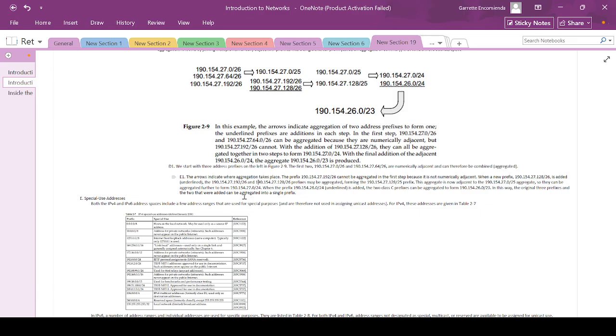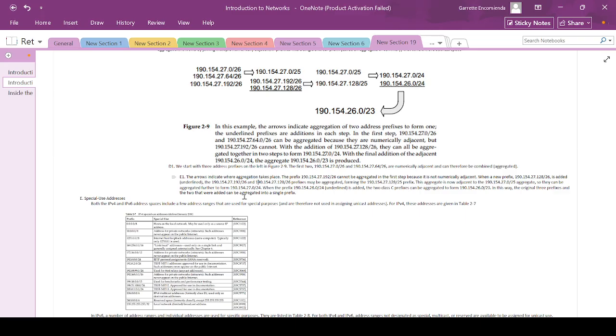In the first step, 190.154.27.0 /26 and 190.154.27.64 /26 can be aggregated because they are numerically adjacent. But 190.154.27.192 /26 cannot. With the addition of 190.154.27.128 /26, they can all be aggregated together in 2 steps to form 190.154.27 /24. With the final addition of the adjacent 190.154.26 /24, the aggregate 190.154.26 /23 is produced.